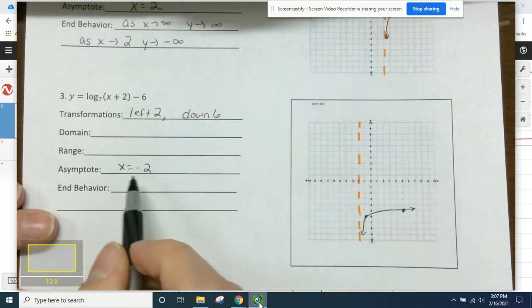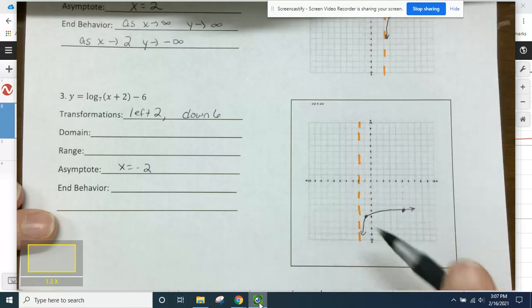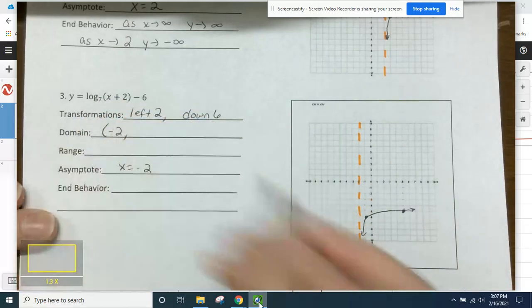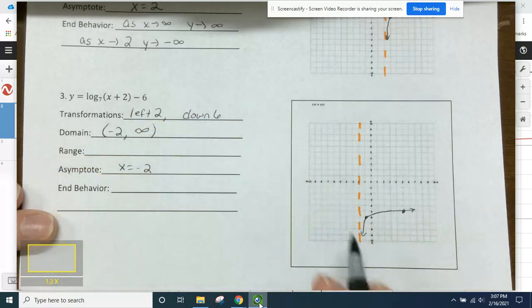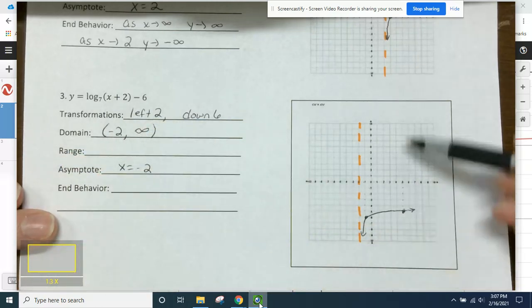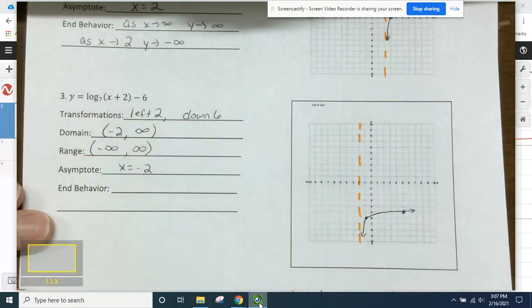Our domain: it doesn't go past negative 2 in the negative direction, so negative 2 is a bound, but it goes up to infinity on x. Your range has all of the y values, so that's negative infinity to positive infinity.